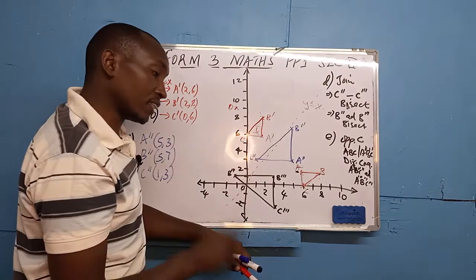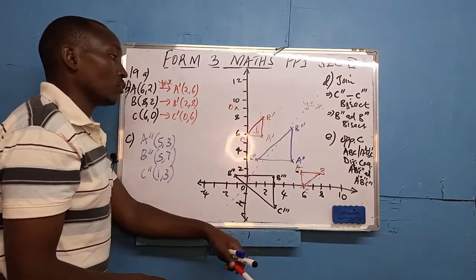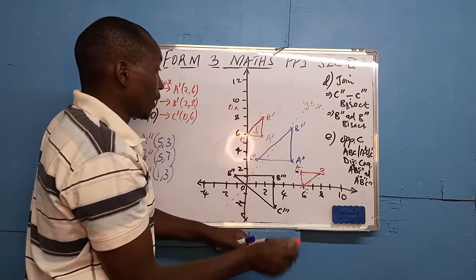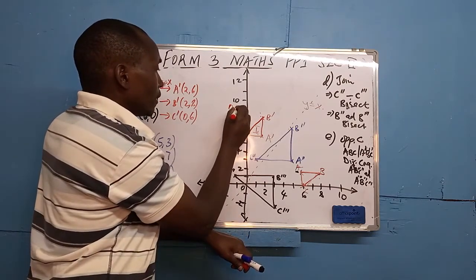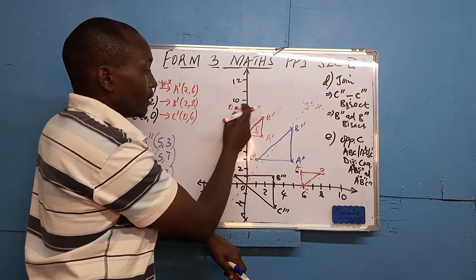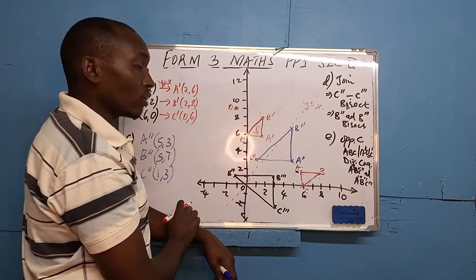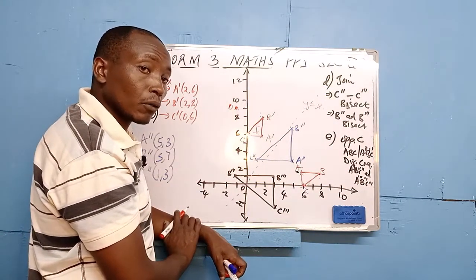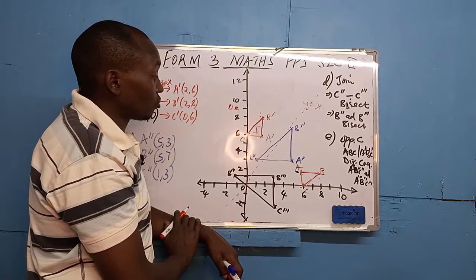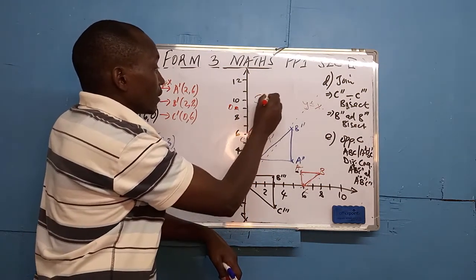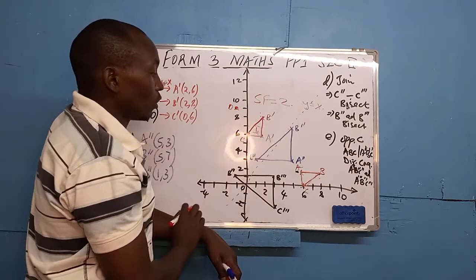Going ahead to part C. Remember, now we are doing enlargement. We are enlarging this triangle here with our center of enlargement being a point (-1, 9). So by construction, remember, if the center of enlargement is not (0, 0), we have to do it by construction. So what exactly do I do? The scale factor has been given. The scale factor is 2. So what do I need to do?